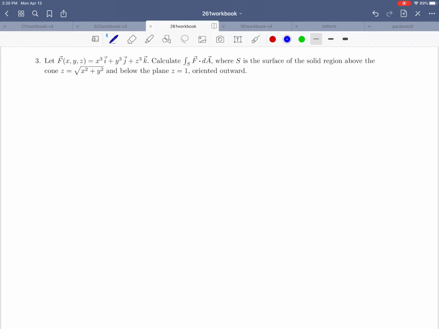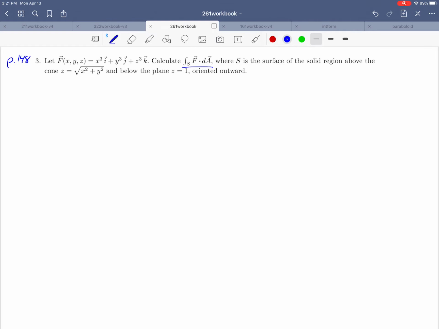Hello everybody, and welcome to exercise 3 on page 148 of the workbook. Let's read this example together that they're asking us to do. So they're giving us a vector field, and they'd like us to calculate the flux of the vector field through a surface S, and they're describing the surface to us.